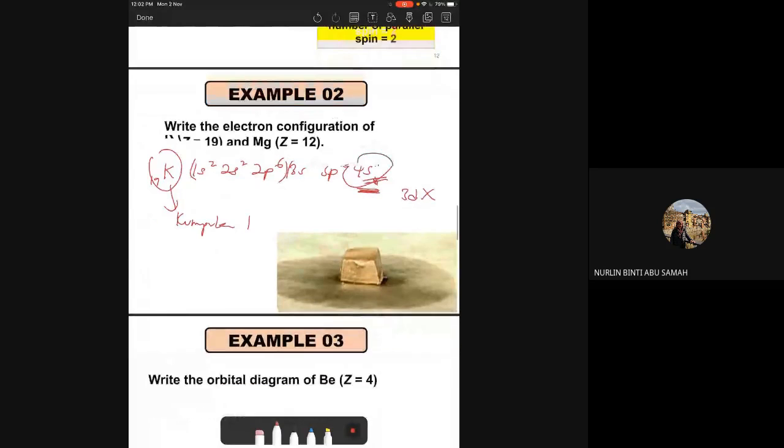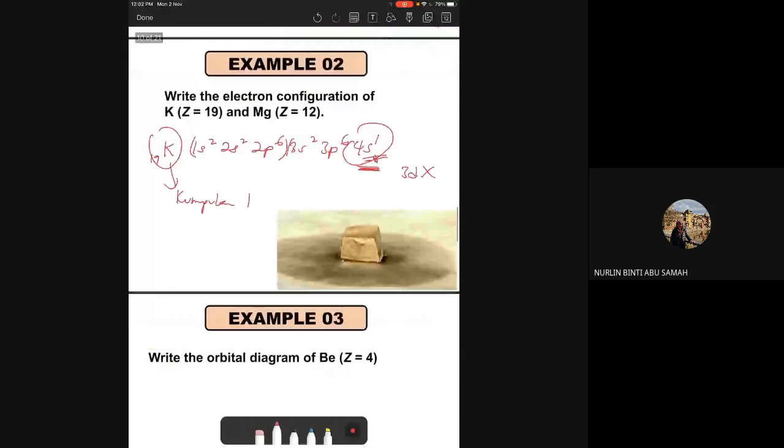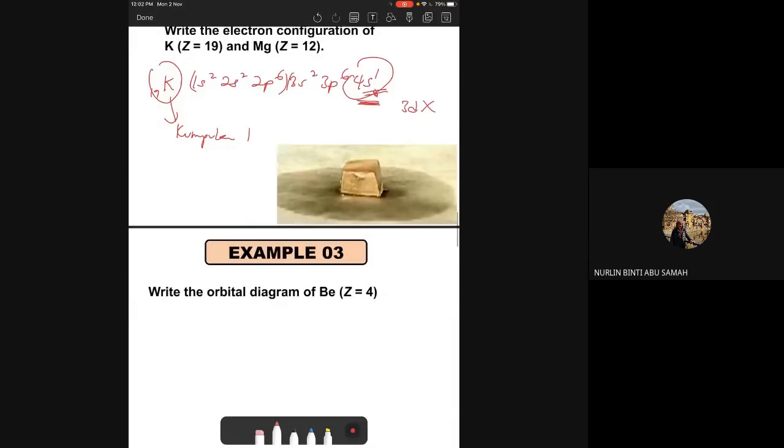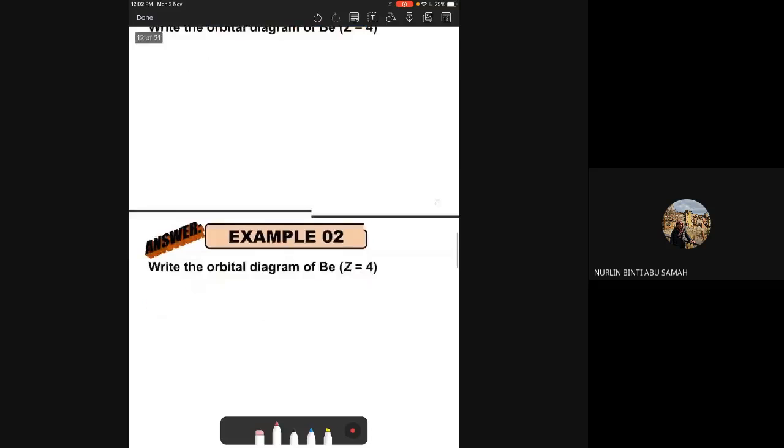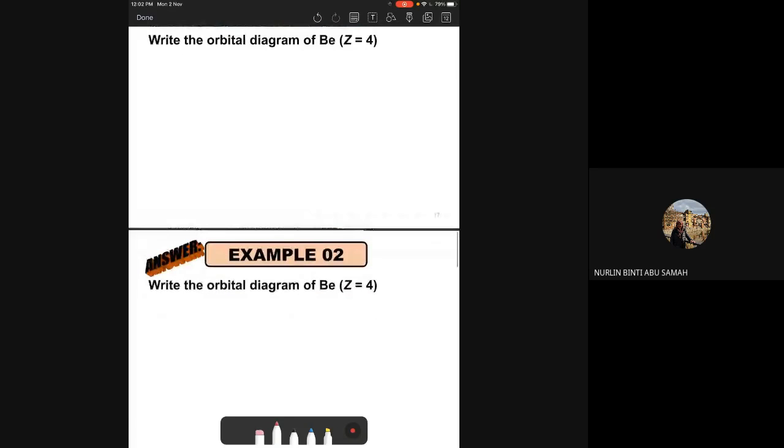Okay, so boleh go through yang lain. Write the orbital diagram of beryllium. You can simply do that. Orbital diagram untuk beryllium, benda yang sama.